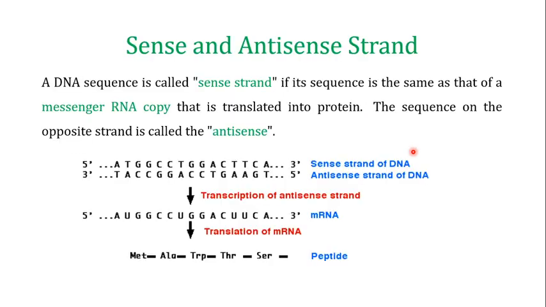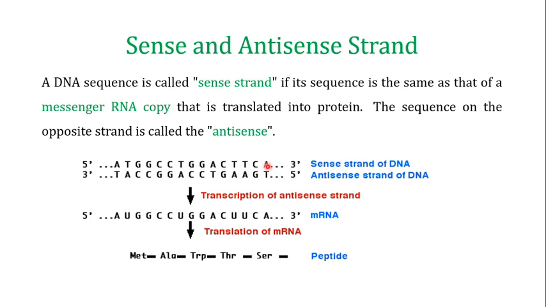One important thing to keep in mind, especially when you talk about transcription, is the sense and the antisense strand. A DNA sequence is called the sense strand if its sequence is the same as that of the messenger RNA that is translated into the protein. So in the double-stranded DNA, that particular strand whose sequence is similar to that of the messenger RNA is known as the sense strand, and the other strand is known as the antisense strand. This is a very short example of that.